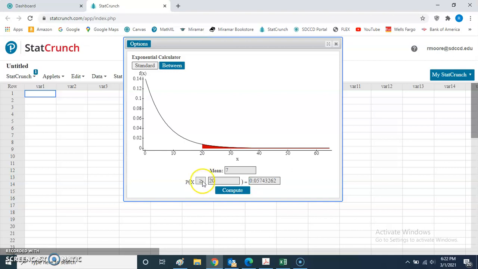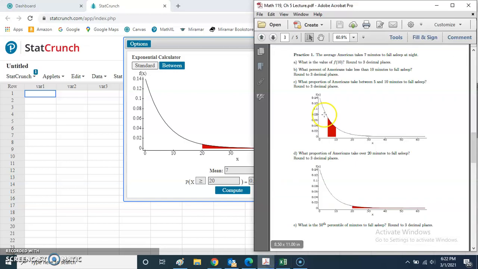They choose to do it with the greater than or equal. In my opinion, it should just be a greater than since it's more than 20 minutes, but this is the answer we want, right? 0.057 is the answer that we got before with the formula. Okay, now this is really cool.